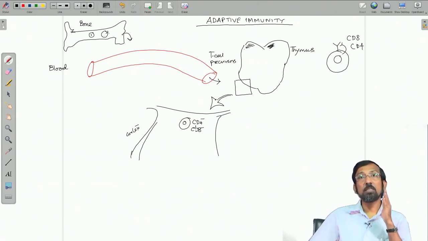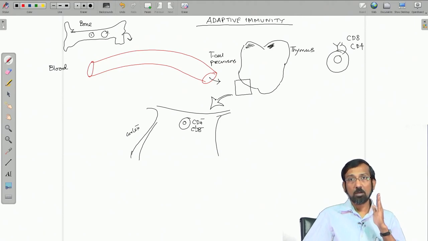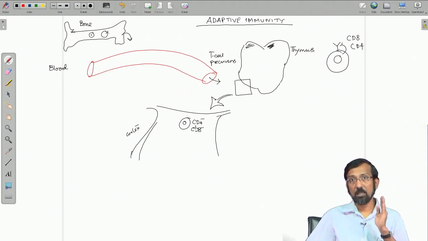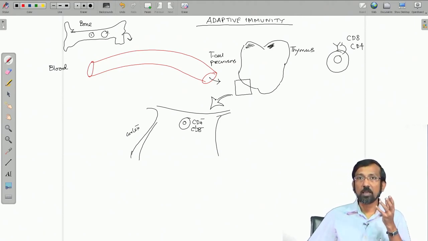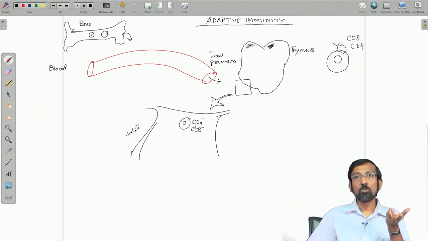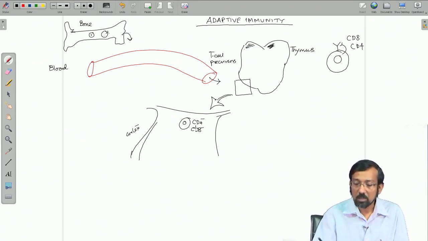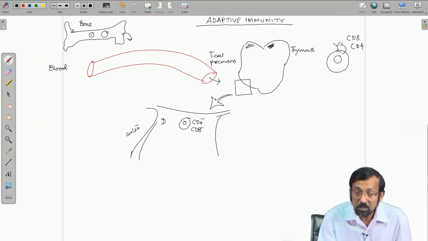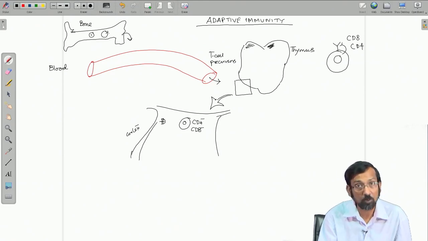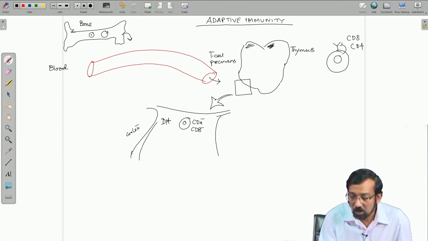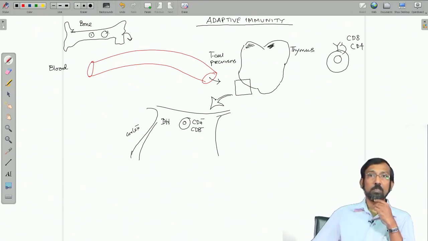The CD4 and the CD8 are the markers of these T cells. We call them markers to identify what kind of T cells they are, or finally to what kind of T cells they will differentiate into. So, CD4 minus and CD8 minus T cells are also called the double negative cells because they are negative to both CD4 and CD8.